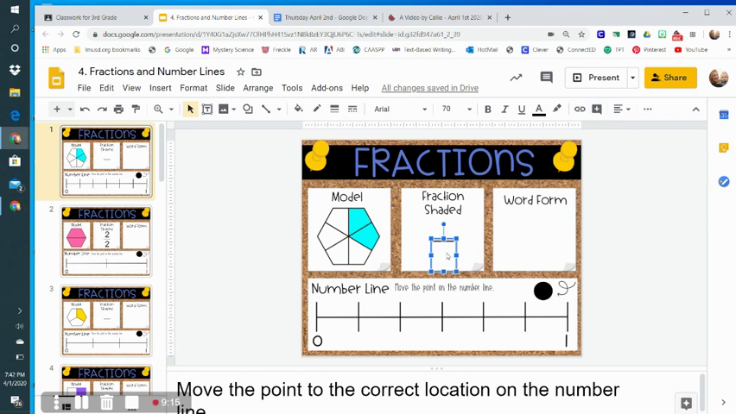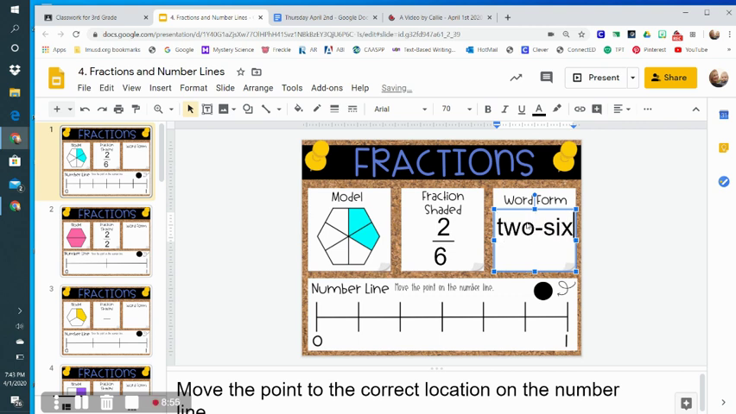So that represents our denominator. The whole hexagon is divided into 6 pieces. Now, out of those 6 pieces, 2 of them are shaded. So that is our numerator. And to write that in word form, we would just write 2. I might put an enter here just so it looks a little neater. 2, 6.